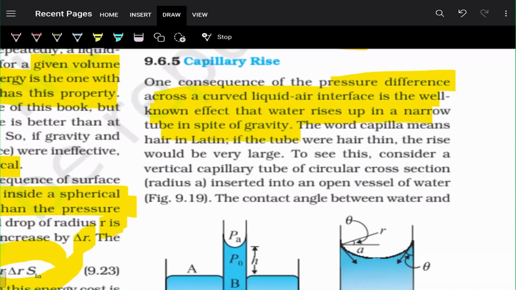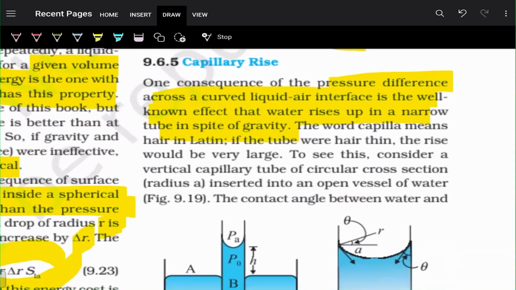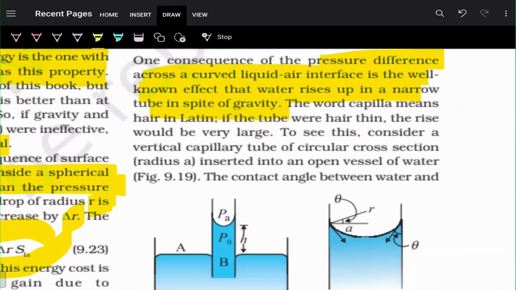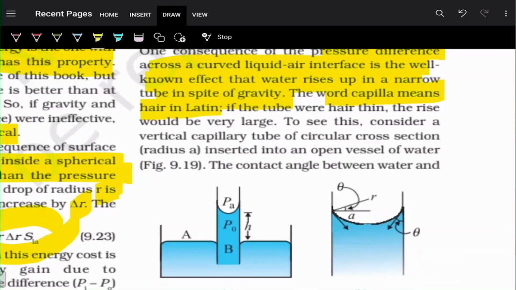A liquid-air interface, the pressure difference is the reason for capillary rise. Actually, the word capilla means hair in Latin. Capilla എന്ന് വെച്ചാൽ ഹെയർ എന്നാണ് അർത്ഥം. If the tube were hair thin, the rise would be very large.